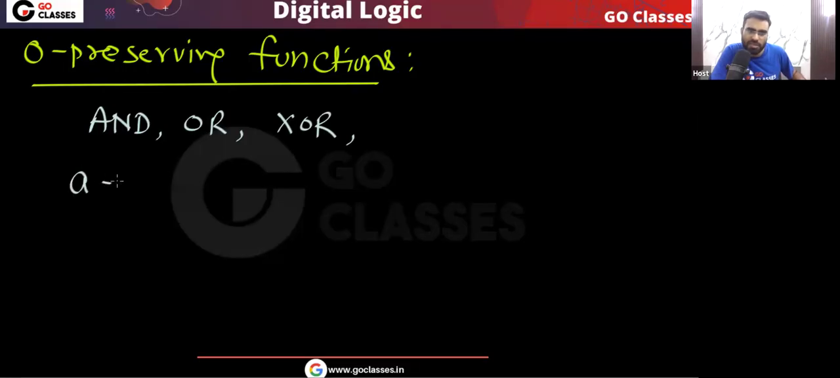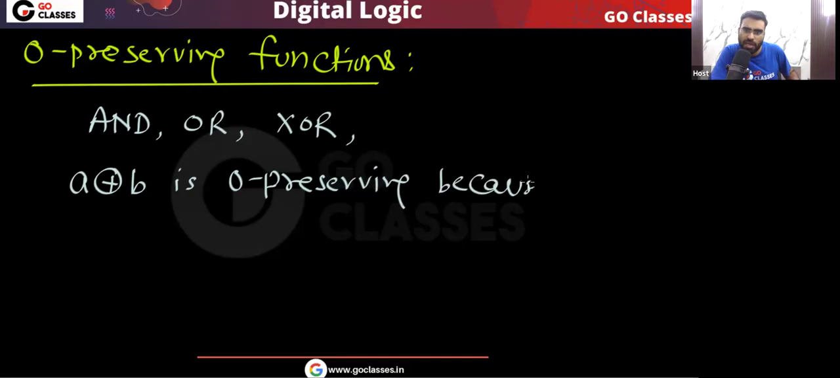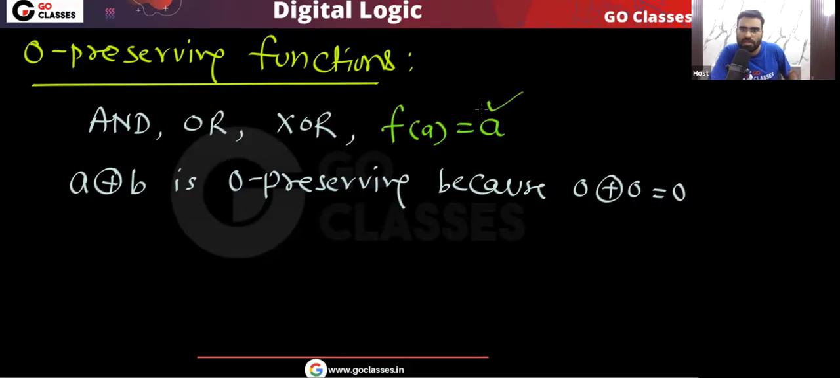See, XOR is zero preserving. Why? This A XOR B is zero preserving because if I replace all the variables by zero, the result is zero. Very simple. So AND or XOR, these are zero preserving functions. For example, F(A) equal to A is also zero preserving. If I replace all the variables by zero, I am getting zero. So these are some zero preserving functions.